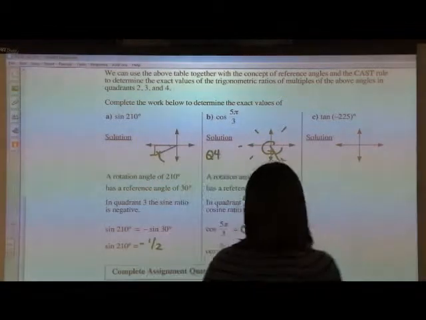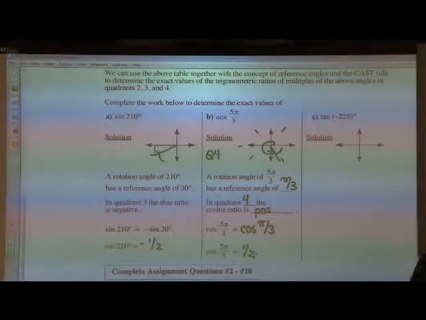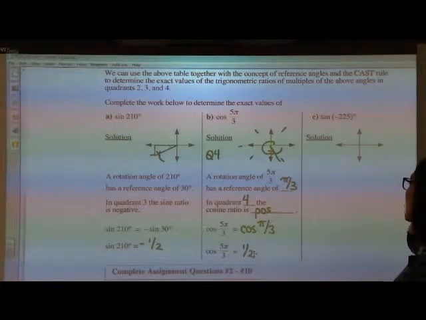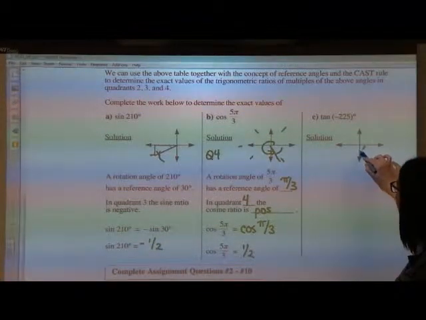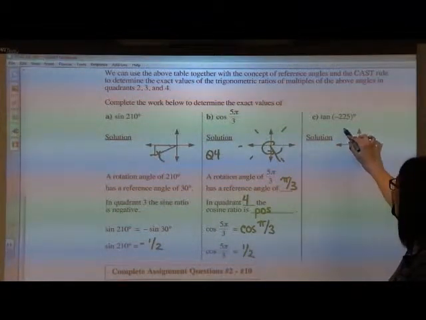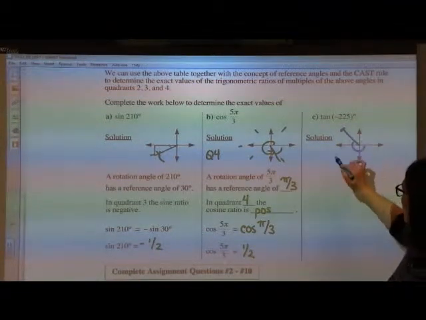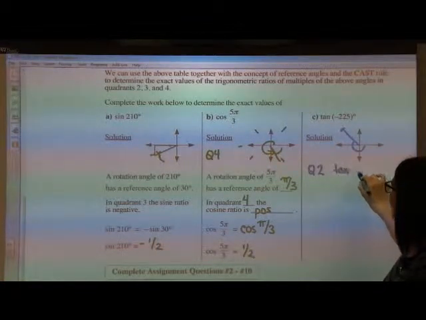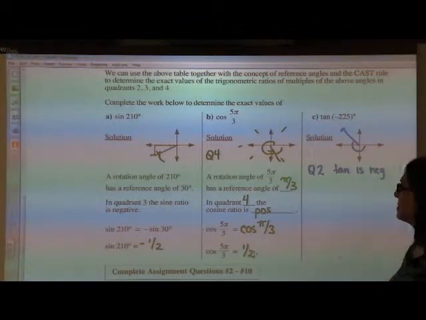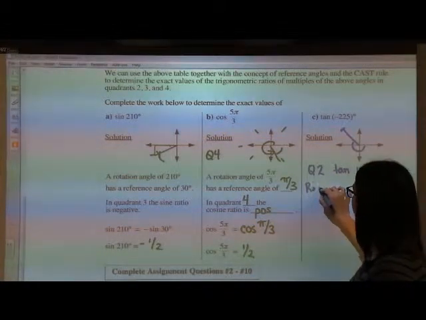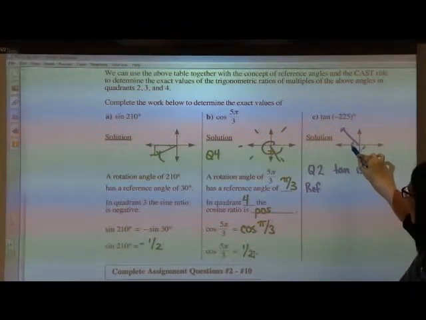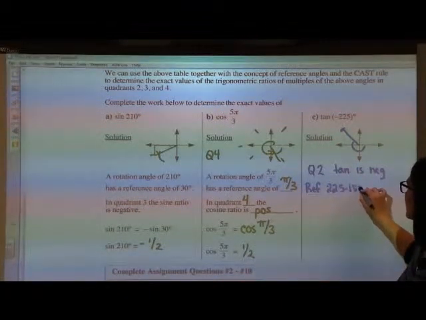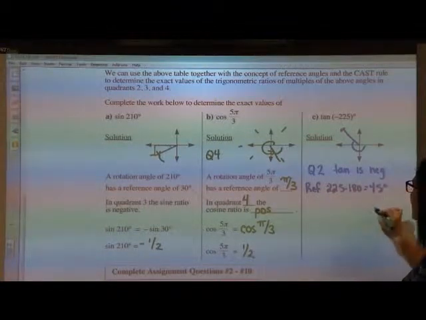So then the last one, cos negative 225 degrees. Negative means I'm going counterclockwise. 90, 180, negative 210 is going to put me up here. So I'm in quadrant 2, and in quadrant 2, tan is negative. My reference angle is basically the difference between 225 and 180. So that will be 45 degrees.